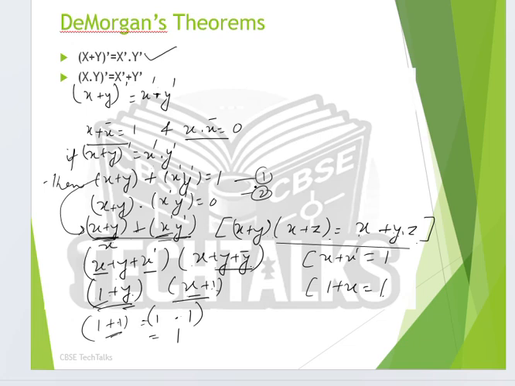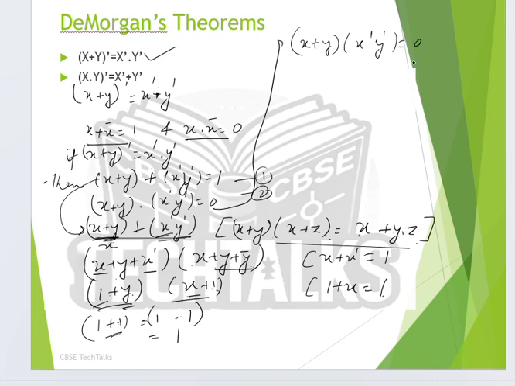Let's take the second one. Should I prove this here somewhere? I am proving it here. So what is this equation? (X plus y) x bar y bar equals 0. This is only to be proved, isn't it? So how to go with it? How to write this thing?